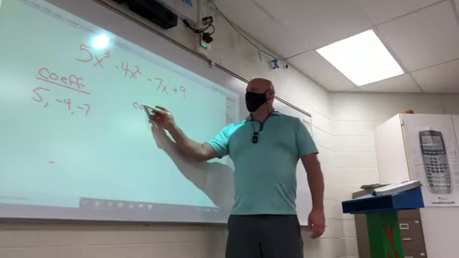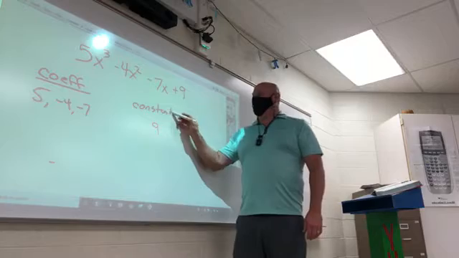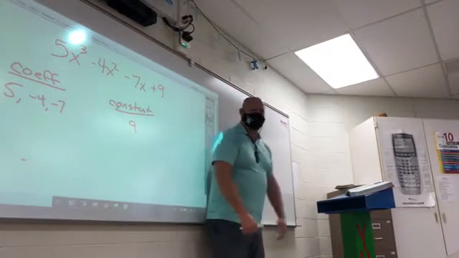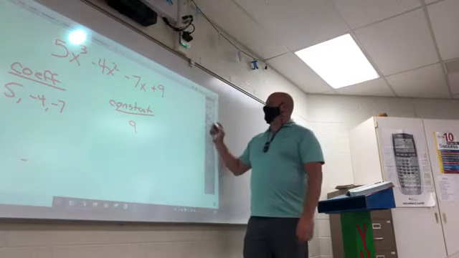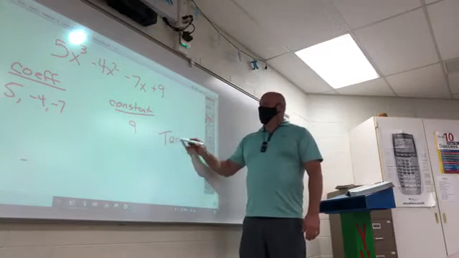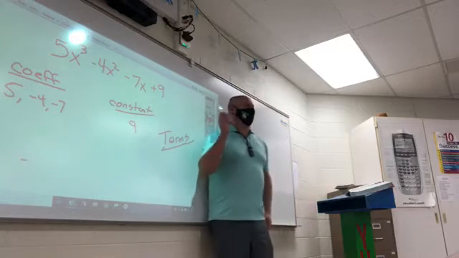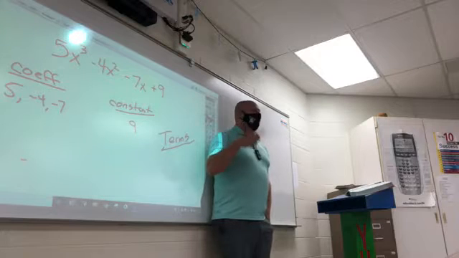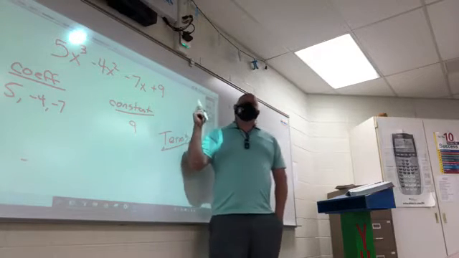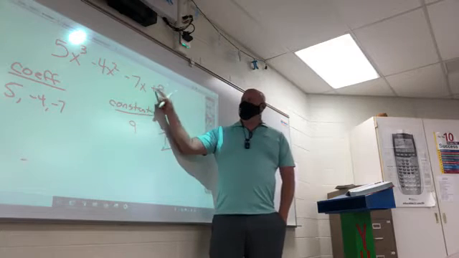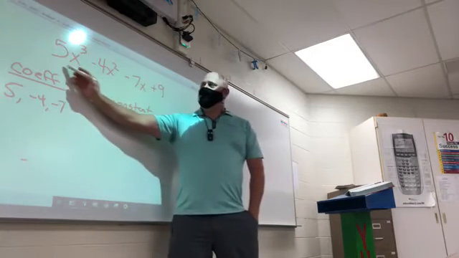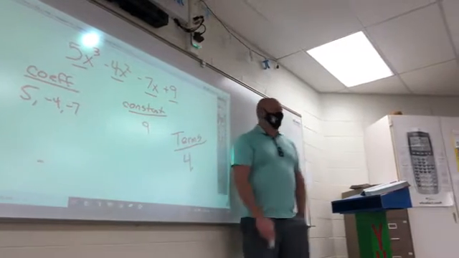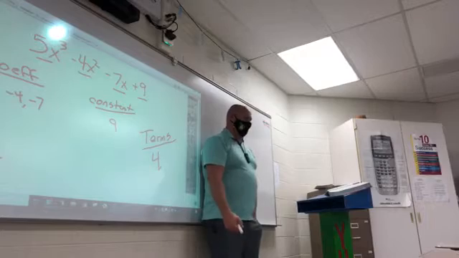9, it would be considered a constant. Okay? And what's the difference between a coefficient and a constant? Constant doesn't have a letter. Okay? Now, the next question is, but how many terms does that have? The number of terms are basically always going to be separated by a plus or a minus. So this has 1, 2, 3. There are 4 terms. Does that make sense?